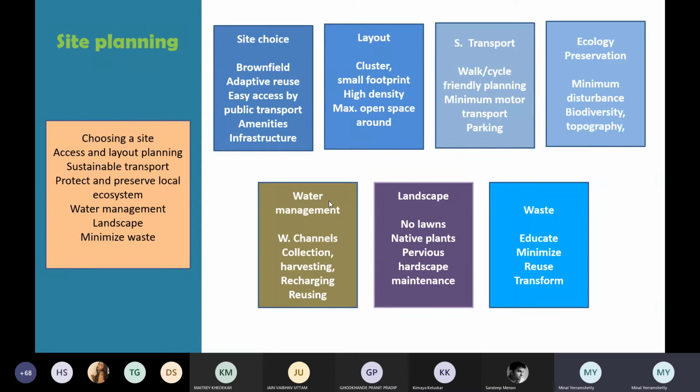So yes, it does matter. Then the layout of the site, how is it? Cluster, small footprint, high density, open spaces around, transport. I really don't need to speak about this. I'm sure you know what I'm trying to say, but these are some of the touch points that you will need to go about when you choose a site.